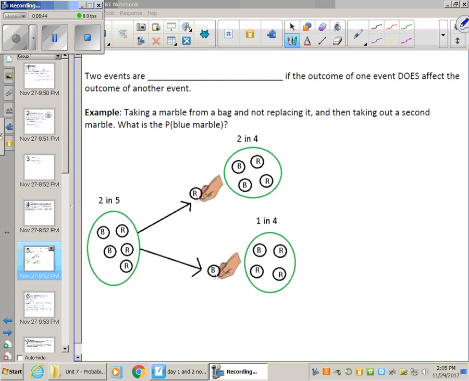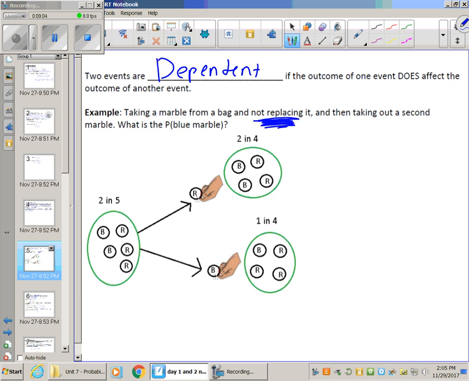2 events are dependent if the outcome of the event does affect the outcome of another event. All right, so let's look at this example. Taking a marble from a bag and not replacing it, keyword here, not replacing it, we're going to see that a lot, and then taking out a second marble. This is saying, what is the probability of picking a blue marble? All right, we'll talk about probability on a later day.